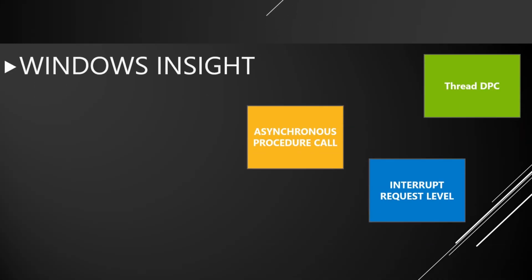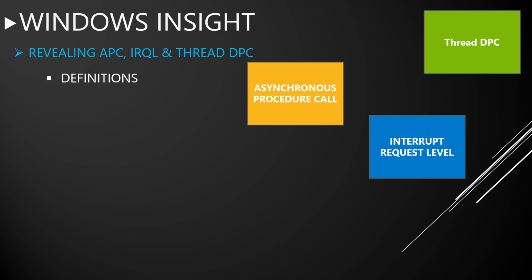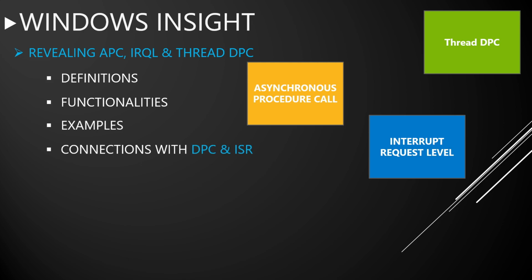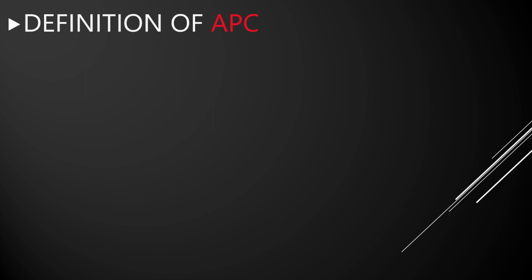Okay, so what we will see on this PowerPoint, we will see the definitions of APC, of IRQL and Thread DPC. We will see the functionalities, we will see examples, we will see the connection with DPC and ISR, we will describe the whole procedure, we will see how we can troubleshoot these three things. Okay, and I will give you some more sources to do further reading. Okay, so let's see the definition of APC.